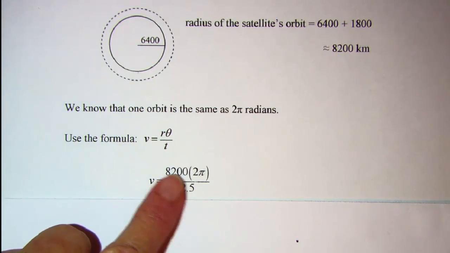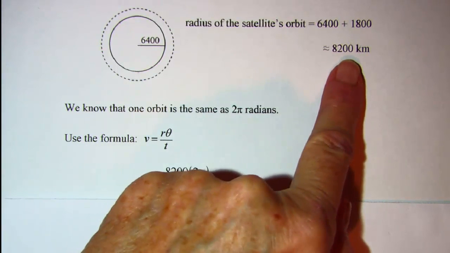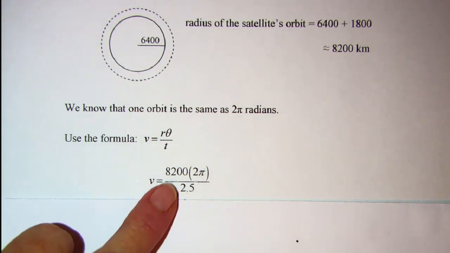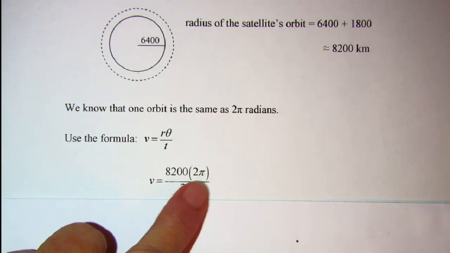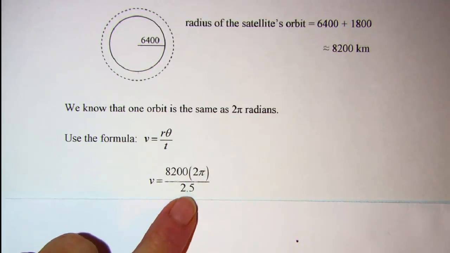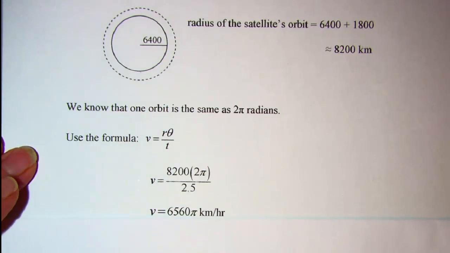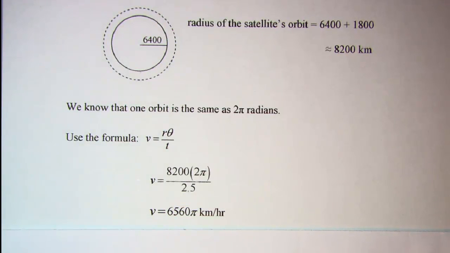We'll need the radius of the satellite's orbit, which is 8,200 kilometers, which we calculated right here. We're doing one orbit, which is 2 pi radians, and then the time is 2.5 hours. When we do the math on this one, we get 6,560 pi kilometers per hour.